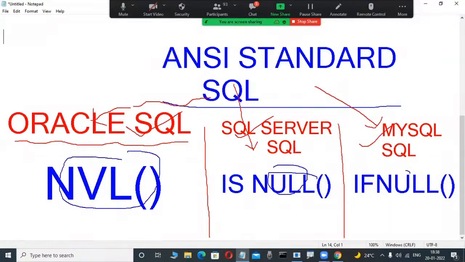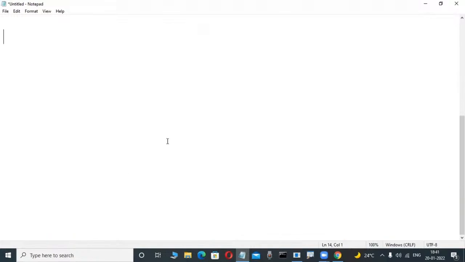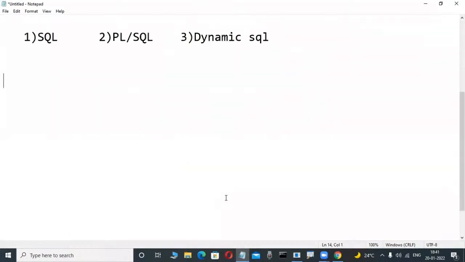And syntactically it is totally different. Here the create procedure syntax is different, here the create procedure syntax is different, with slight differences. Suppose some function like MONTHS_BETWEEN is there, that is in Oracle SQL only. Can I use the same function in SQL Server SQL? No, there is DATEDIFF, which is another function.